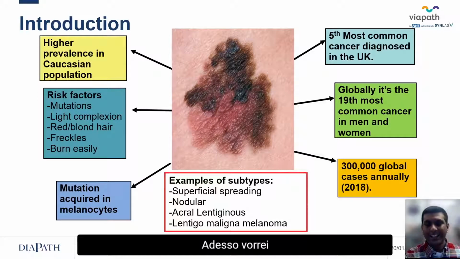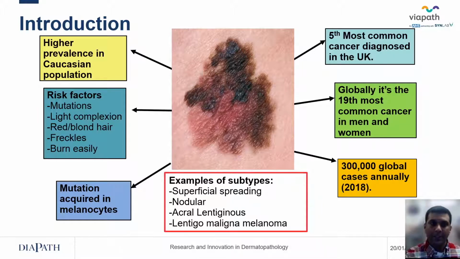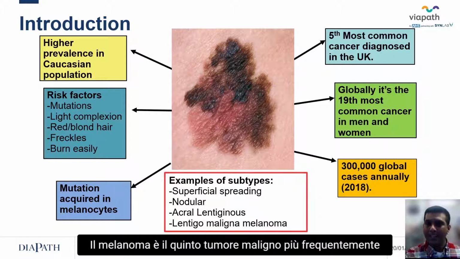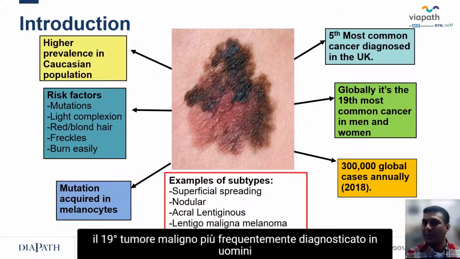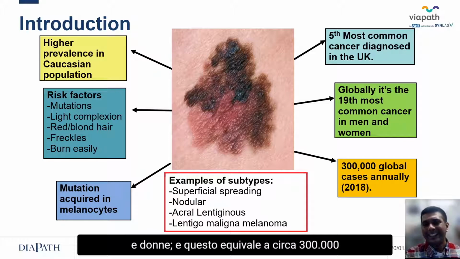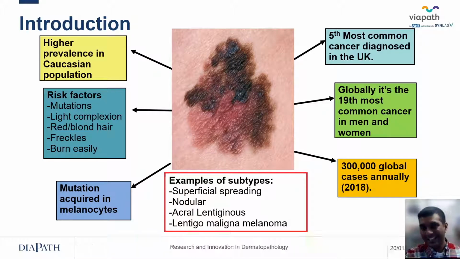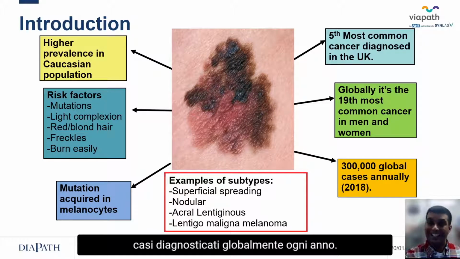So next, I wanted to briefly run through an introduction to melanoma. Melanoma is the 5th most commonly diagnosed cancer in the United Kingdom. However, on a global scale, it's roughly around the 19th most common cancer diagnosed in men and women. And this equates to about 300 cases diagnosed globally each year.